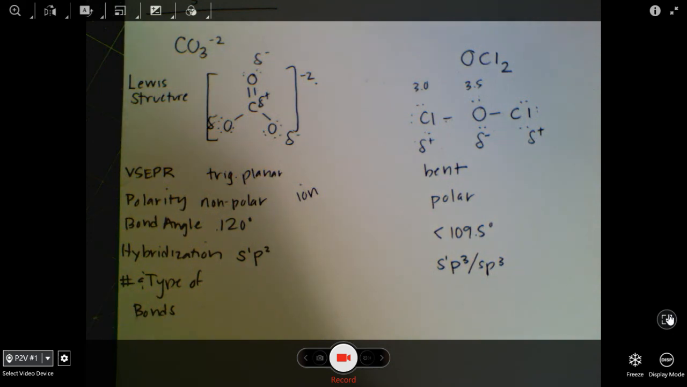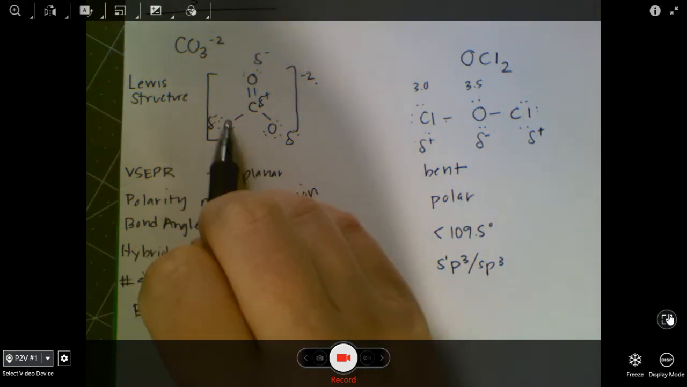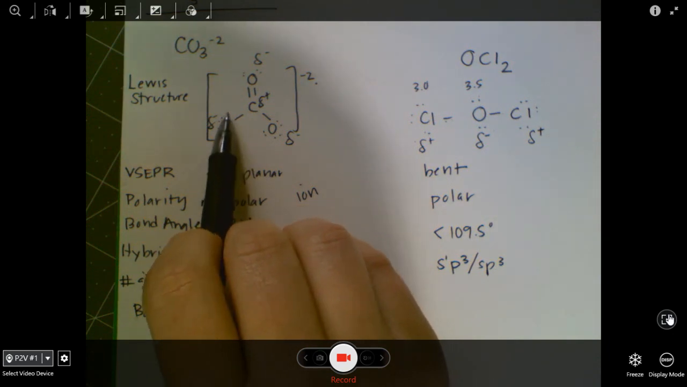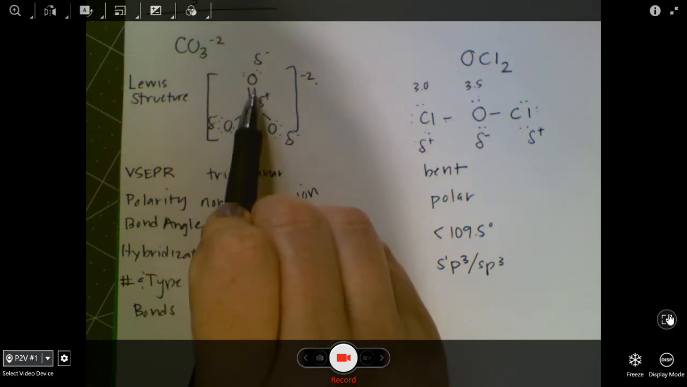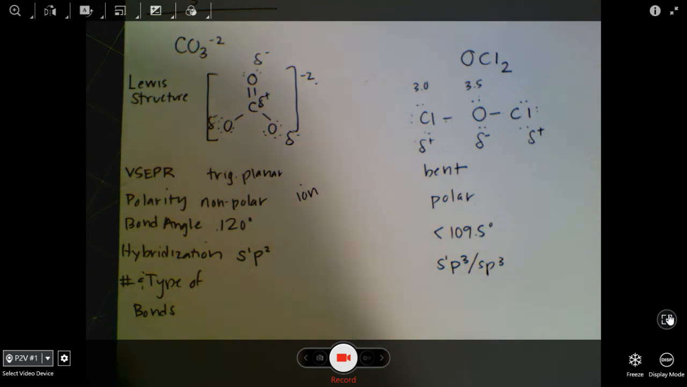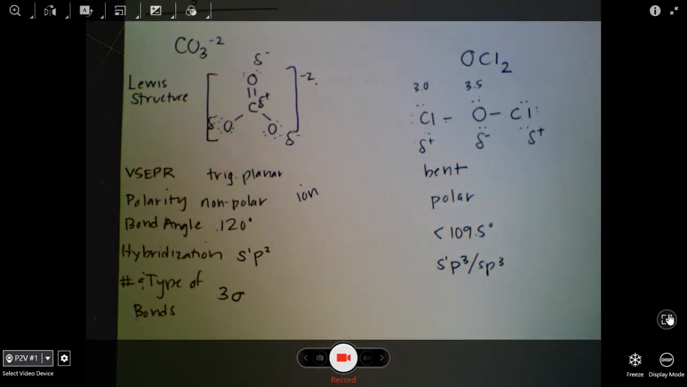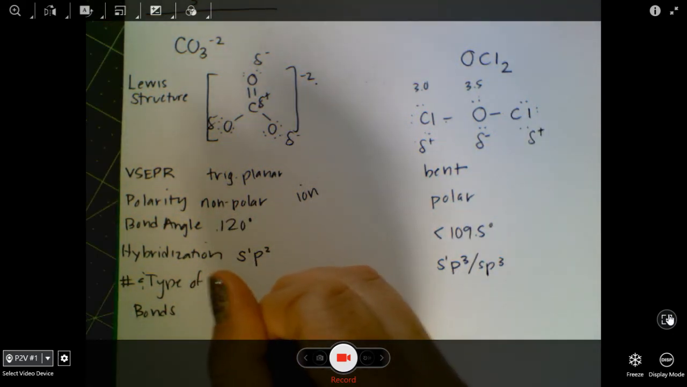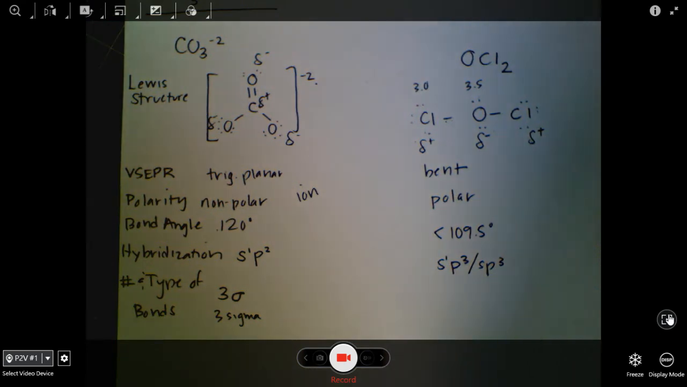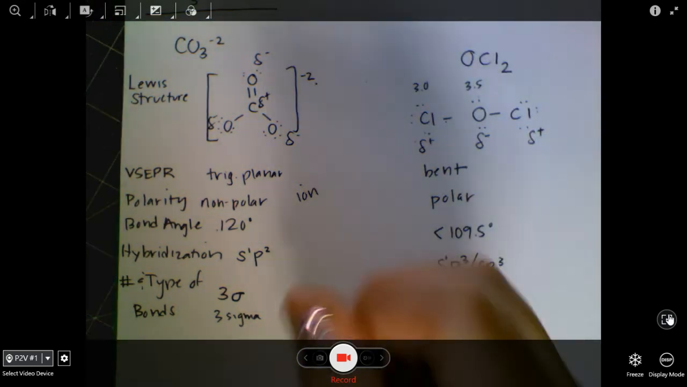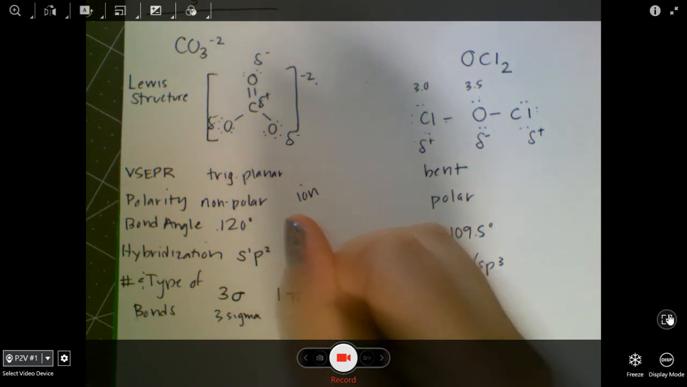And the last thing then is the number and type of bonds. So if I'm looking here at carbonate, and I have my bonds here, each of these first lines that are drawn, that is a sigma bond. So I have 3 sigma bonds, which is drawn kind of like that. But you can also just write 3 sigma if you want. Okay, so there's 3 sigma bonds in this. And because I do have a double bond, I'm going to have 1 pi bond.